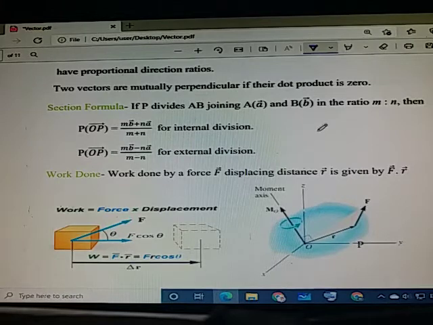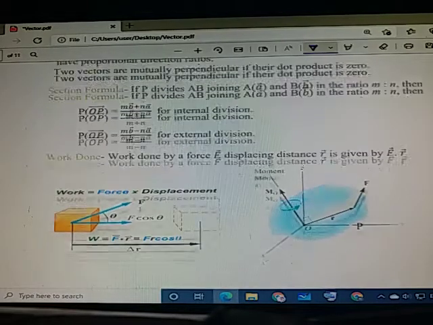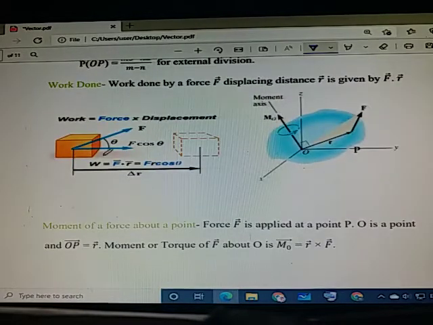Then the section formula, similar to that. Then work done. This is an application: F is the force applied, and the body moves to this point. So it is F cos theta times D in this direction. You have to consider this component, so it is F dot D. It is the dot product. For this distance R that it moves, it is F dot R.